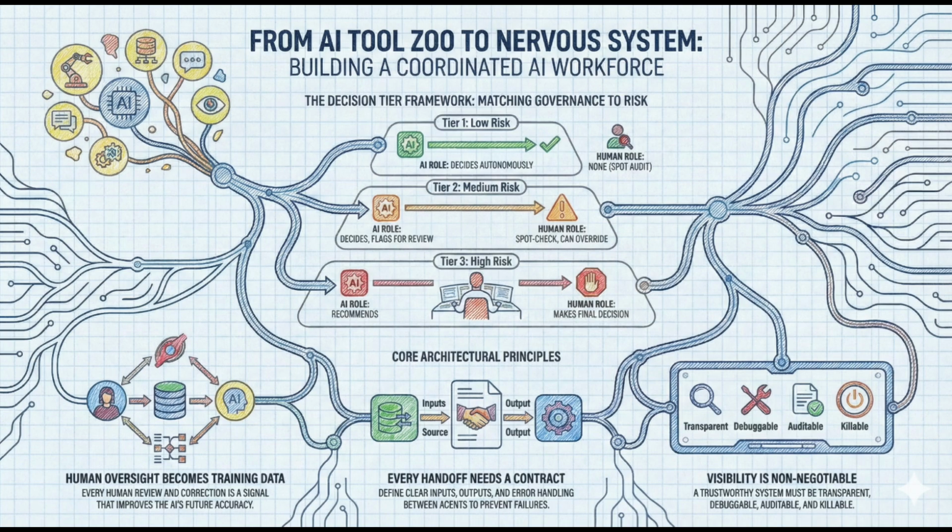Because if the data goes in messy, the whole workflow is just going to be garbage. Garbage in, garbage out. Yeah. Or in this case, garbage in, garbage routed very efficiently. Right, okay, so component 2 is the decision logic. Now, this is the intelligence layer inside the nervous system itself. And it's important to distinguish this from the work the agents do. This is more like the traffic cop.